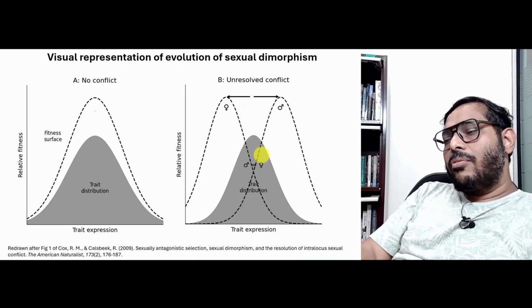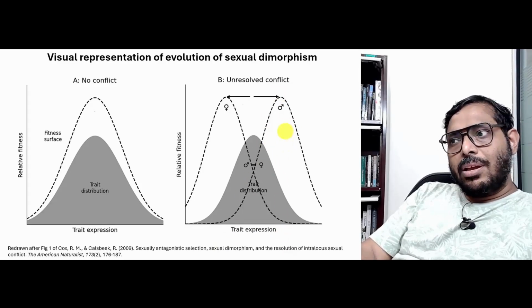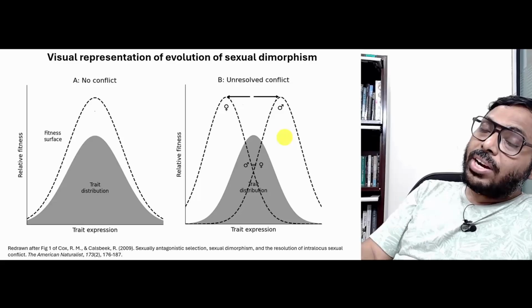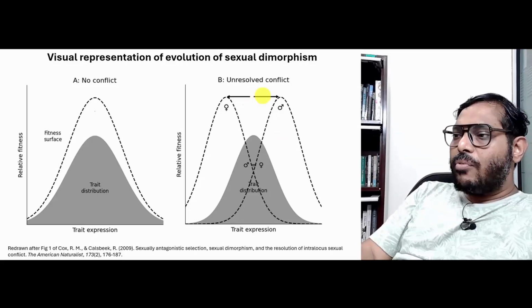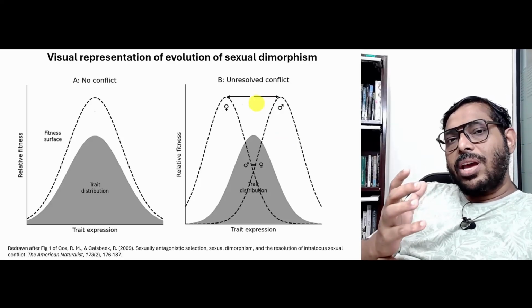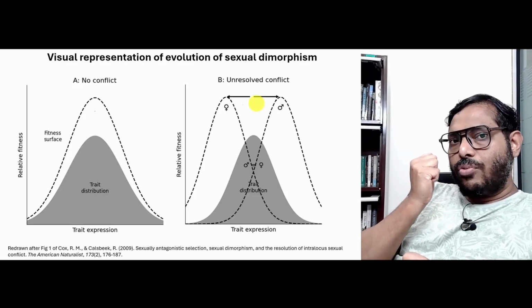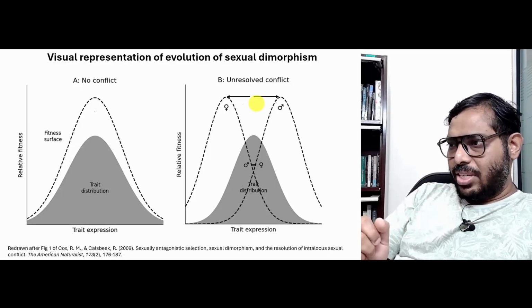Now, the trait distribution is still the same, but the females are facing one kind of fitness surface, the males are facing a different kind of fitness surface. And when that happens, that is where you have the conflict starting. Okay. Something that is good for the female is bad for the male and vice versa.